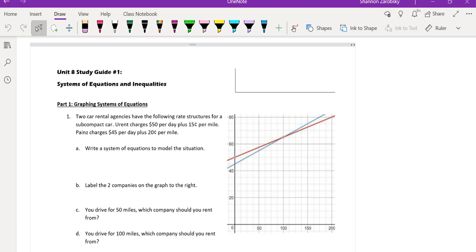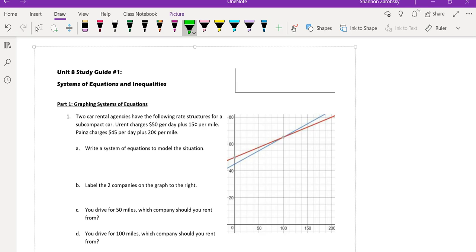Two car rental agencies have the following rate structures for a subcompact car. U-Rent charges $50 per day plus 15 cents per mile, and Paynes charges $45 per day plus 20 cents per mile. Write a system of equations to model the situation. So remember from Unit 7, we have a starting value and then we have a rate.